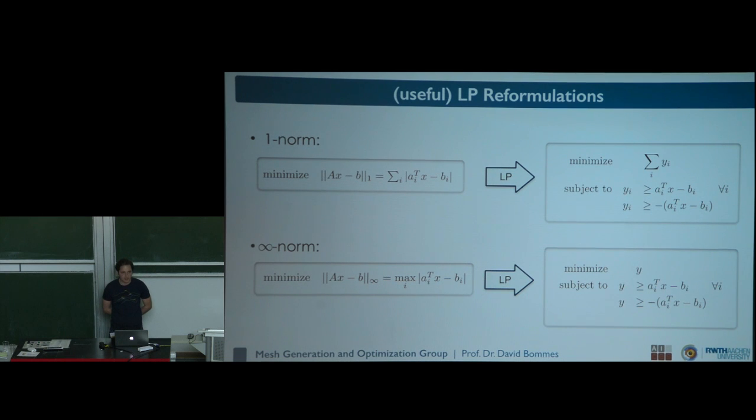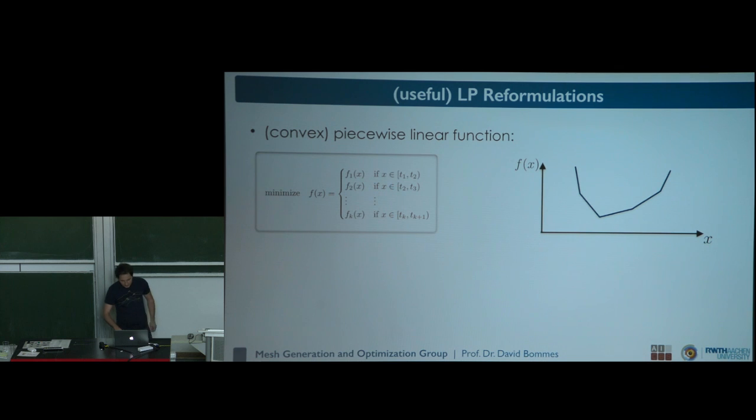Like stated here, because then in the end, this variable will be larger or equal than the maximum absolute value of your problem. So these two tricks are used a lot in practice to handle one norms and infinity norms.